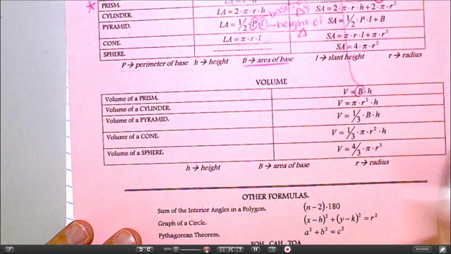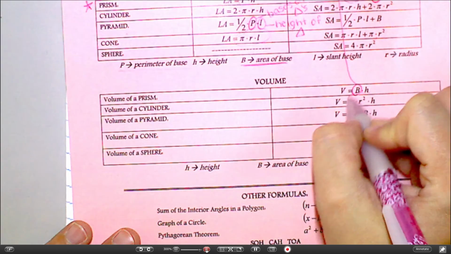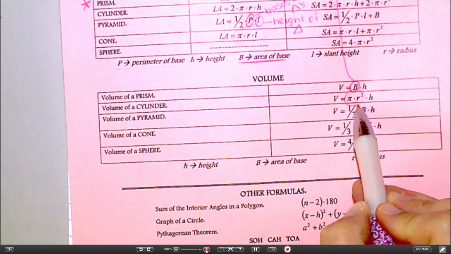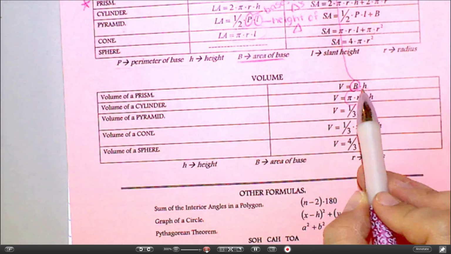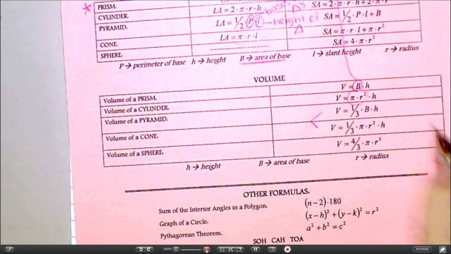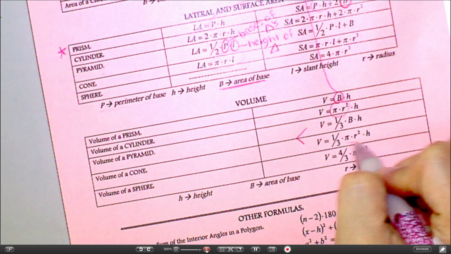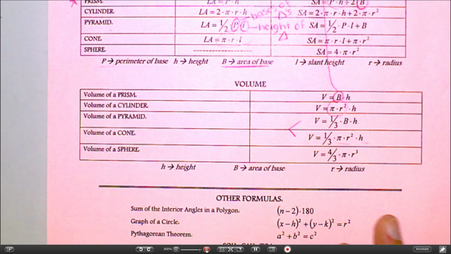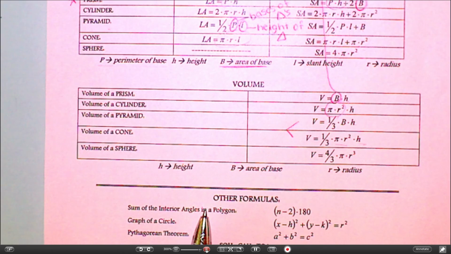Cylinder is really the same thing, except instead of B, they have pi r squared. That's because the base of a cylinder is a circle, and so area of a circle is just pi r squared. Okay? But it's still just area of the base times the height. Pyramids and cones, you do the same thing. Area of the base times the height, area of the base times the height. What do you divide by at the end? Okay, you can multiply by 1/3, or you can divide by... Multiplying by 1/3, same thing as dividing by what, Will? 3. Okay?